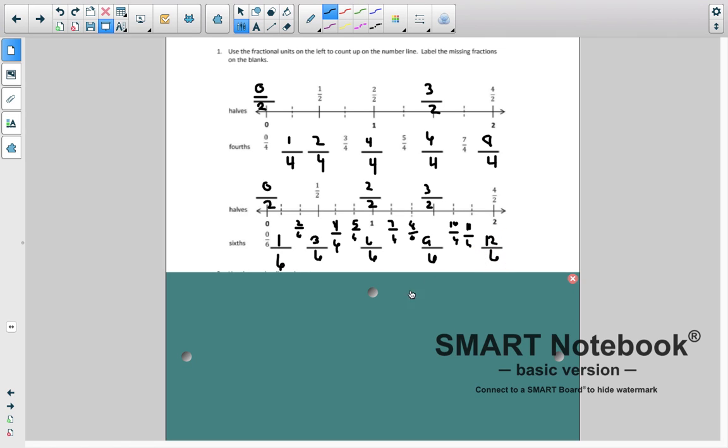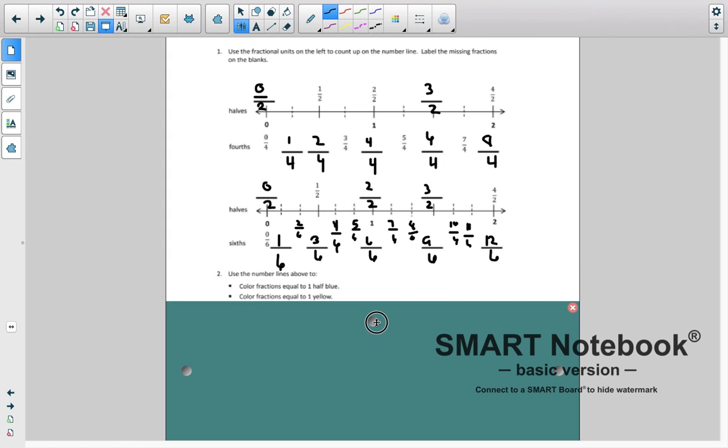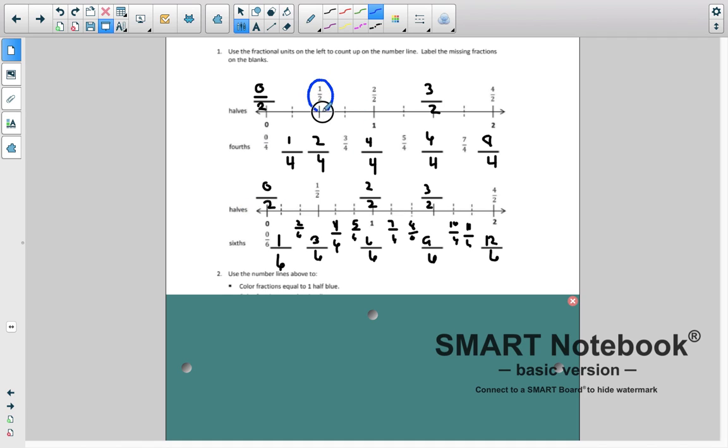Okay. So now let's see what they want us to do with these number lines. So it says using the number lines above, color fractions equal to 1/2 blue. All right, so we're going to be using both of these number lines. So we're going to look at 1/2 and we're going to circle the ones that are equal or equivalent in blue. So 1/2 and 2/4 are equal. And here, 1/2 and if you look below, what's equal to it? 3/6. So we colored those in blue. So 1/2 and 3/6 are equivalent, and 1/2 and 2/4 are equivalent.